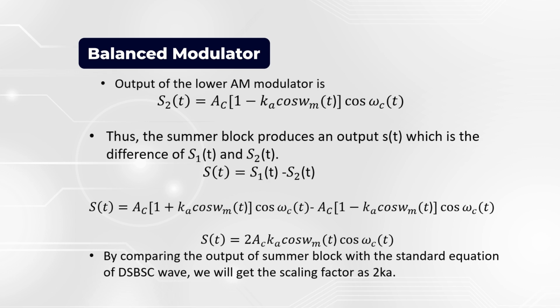By comparing the output of the summer block with the standard equation of the DSB-SC wave, we get the scaling factor of 2 Ka, where Ka is nothing but a constant. So, we can say that here at the output we get the double sideband suppressed carrier.